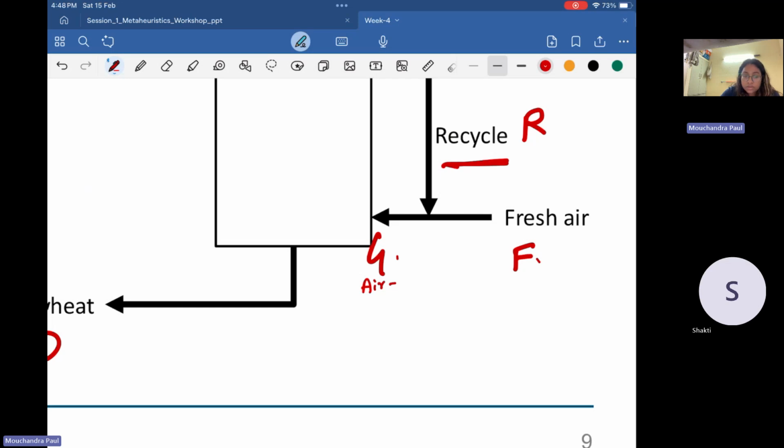So then the mass fraction. Before that, let me calculate. The total is 26.107. So the air mass fraction is 0.819.